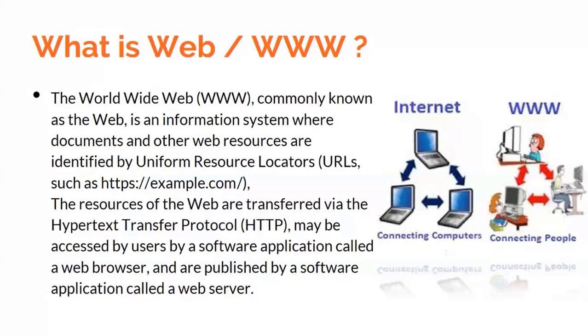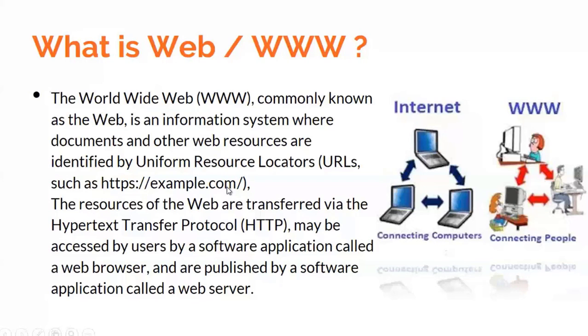The World Wide Web, commonly known as the web, is an information system where documents and other web resources are identified using URLs. We have URLs such as https://example.com. This is a URL. HTTPS is your protocol, this is your secondary domain, and this is your top level domain. I will come back to what exactly a domain is.